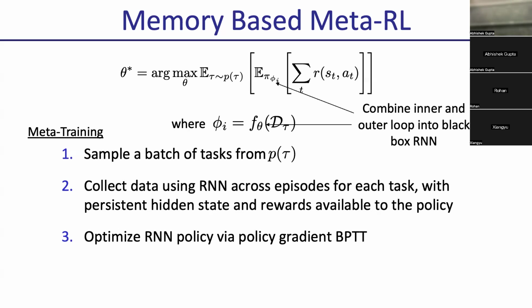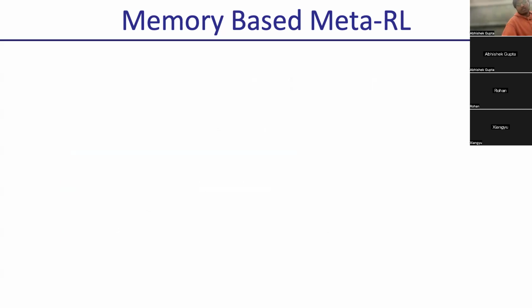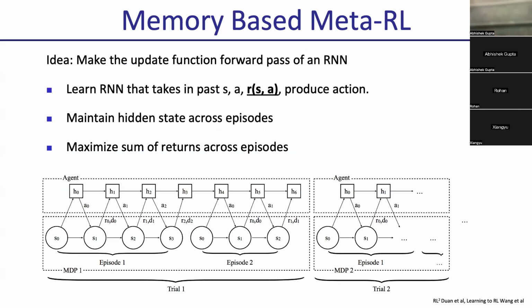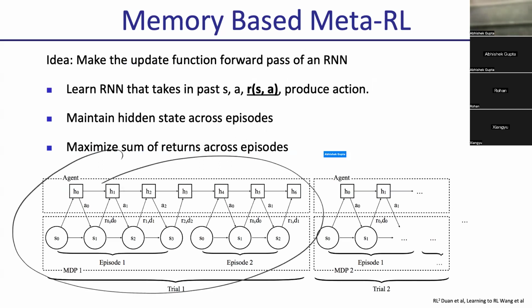So you're going to say the RNN runs across many different episodes. You can think of each of these as an episode, right? So you tried once in the maze, and then you get to try again, right? But you're going to keep your hidden state consistent in your RNN as you go across many episodes.